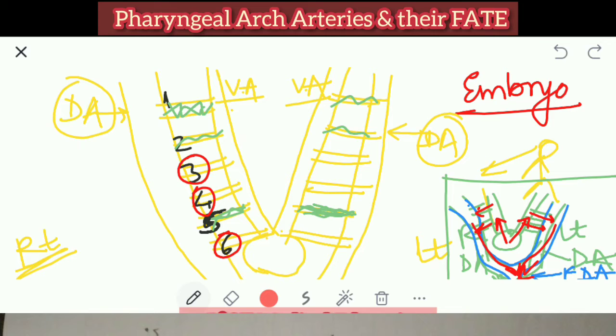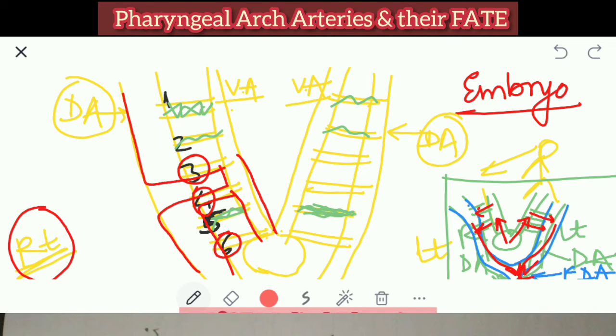Now this ventral aorta. See, this artery, like this. The fourth arch of the right side is forming the right subclavian, like this. And on the right side, this third arch is forming like this. See, this is the pattern which remains. Are you understanding? This is the pattern which remains. Rest all regresses.